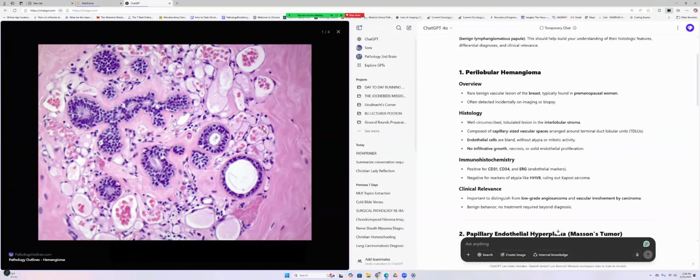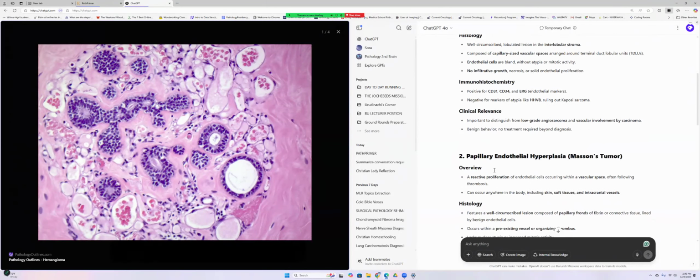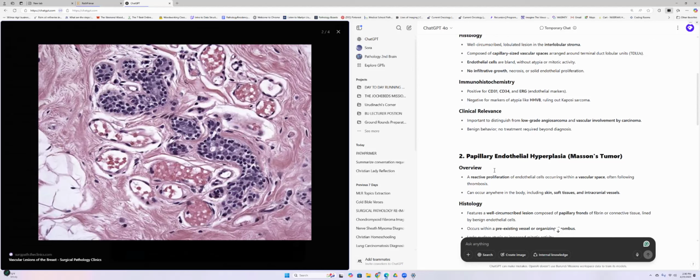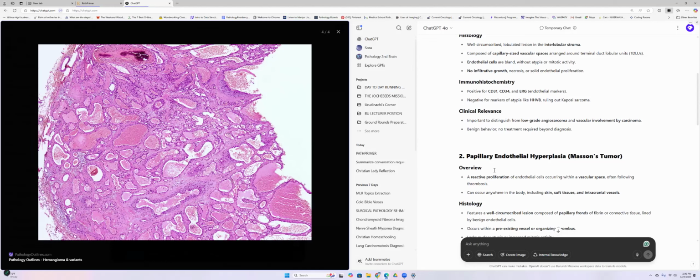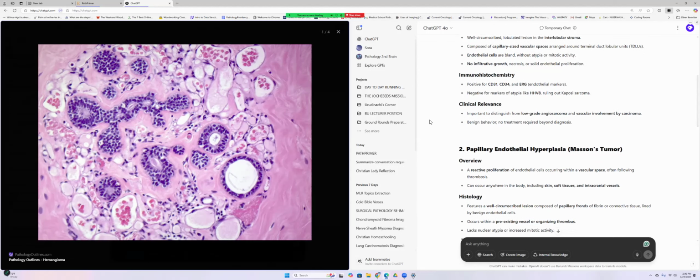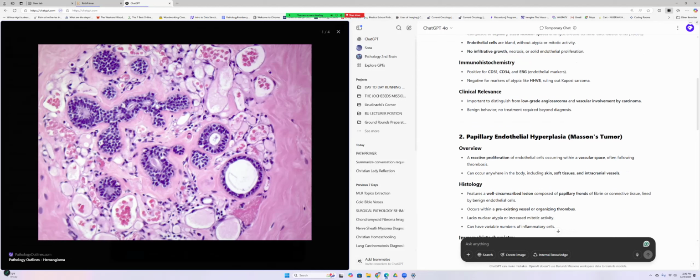Endothelial cells are bland without atypia or mitotic activity. It's perilobular hemangioma. What's the IHC? CD31, CD34, and ERG. These are all used to look for endothelial markers. They'll be positive, and negative for HHV8. HHV8 is for Kaposi sarcoma. It's important to distinguish it from low-grade angiosarcoma and vascular involvement by carcinoma. They have benign behavior, no treatment required beyond diagnosis.